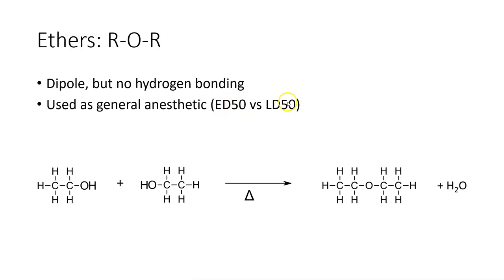It also can be used as a general anesthetic, and it's good because of the effective dose. Typically you would look at an effective dose versus a lethal dose. The 50 is basically 50% of, typically, animal models. 50% of those models see some result or effect at a certain concentration, and the lethal dose is where 50% of the animals die at that concentration. Hopefully the effective dose is really low and the lethal dose is very high, and that's very true for something like diethyl ether, shown here, which is relatively safe because there's a big gap between these two numbers.